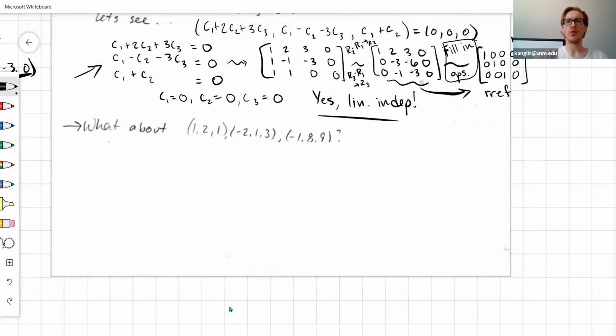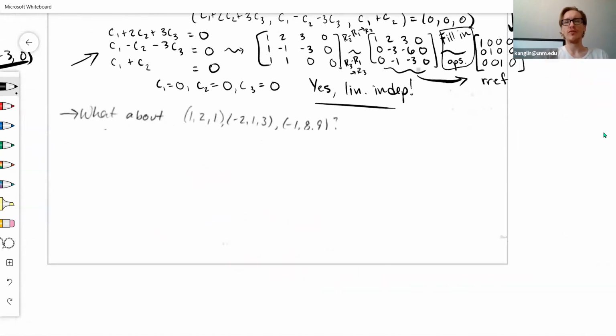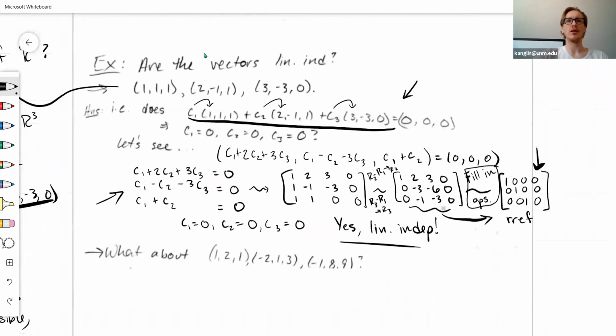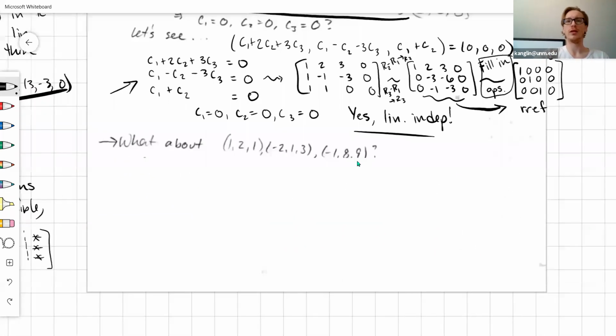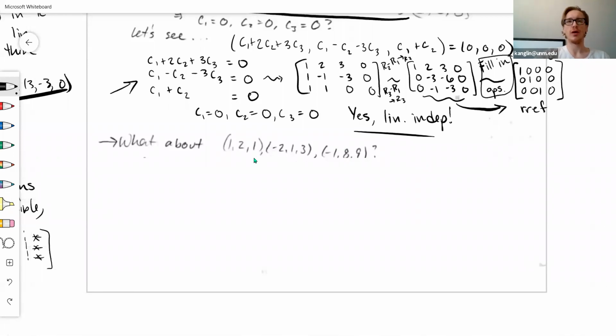I thought that was an interesting question to address really quick. So very quickly, let's move on and ask, just like we asked, are these vectors linearly independent? How about these vectors? (1, 2, 1), (-2, 1, 3), and (-1, 8, 9).